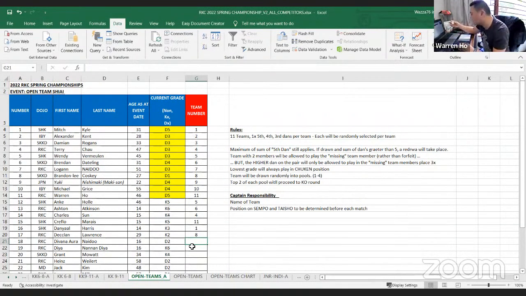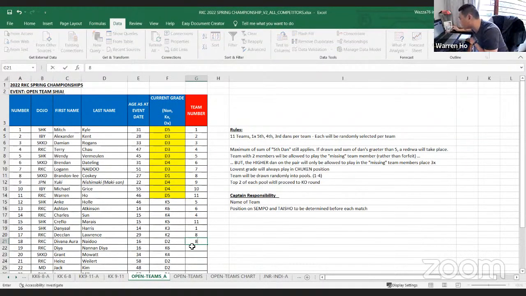Number 8. All right, you're with Brendan. Okay, Brendan Likowski. All right. And number 8 is out. So Aura, Declan, and Brendan Likowski, you guys are one team. Pretty strong team. 8 is out because your team is full.